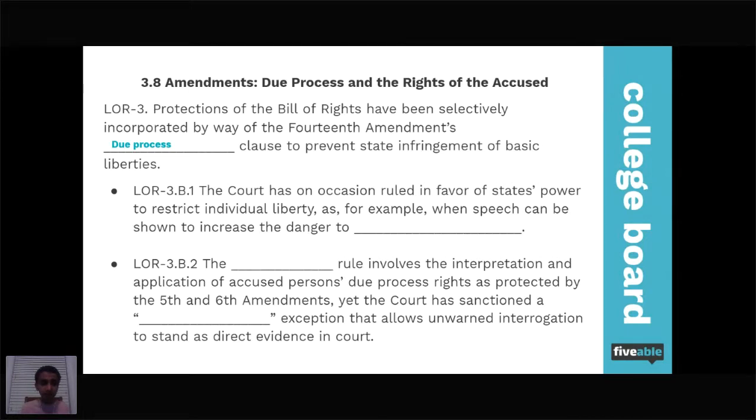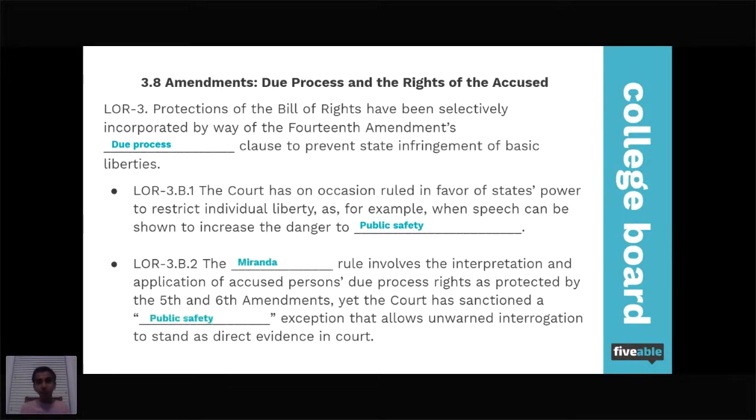The next thing is the court has on occasion ruled in favor of the state's power to restrict individual liberty, for example, when speech can be shown to increase the danger to public safety. So like we said before, public safety is kind of the only exception to citizens' liberties, when society itself is at major risk or major danger. That rhymed.